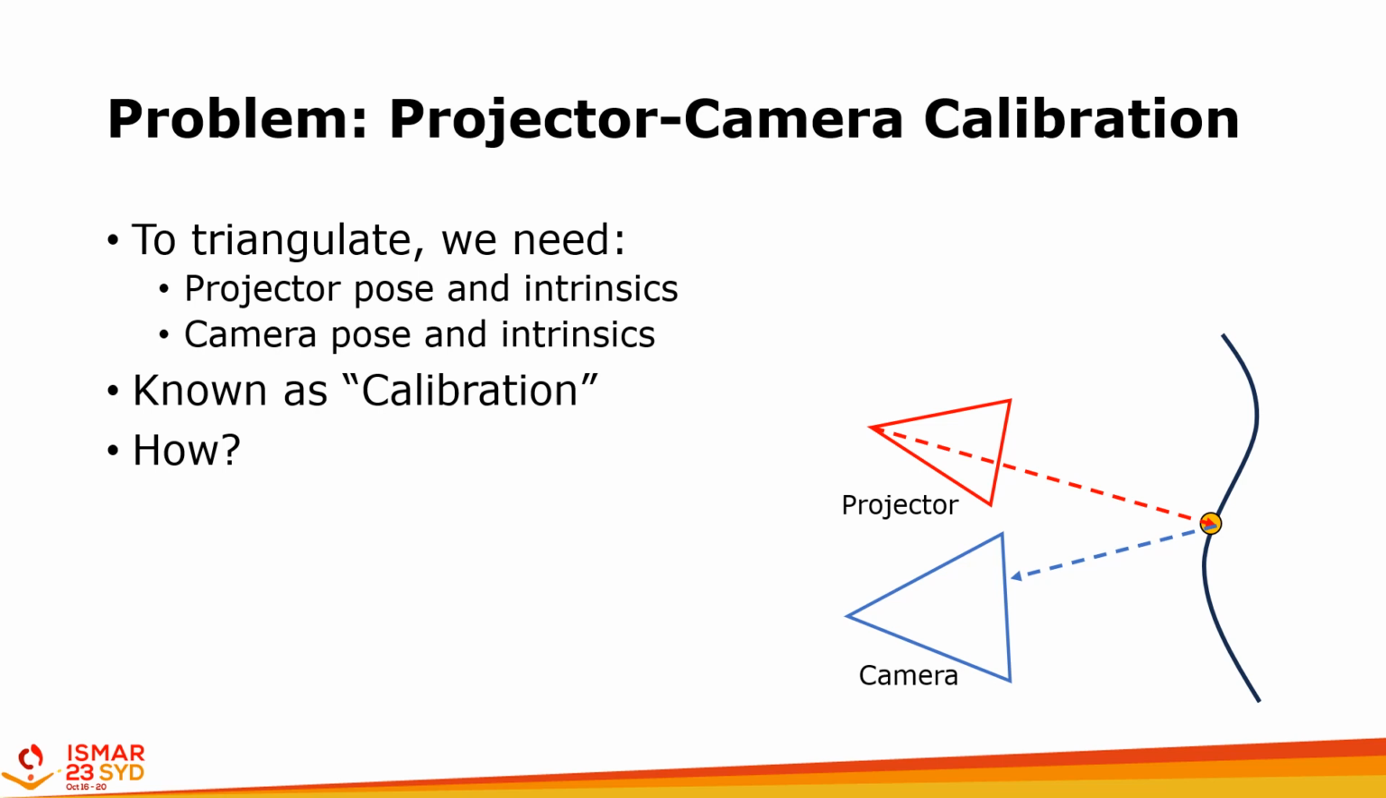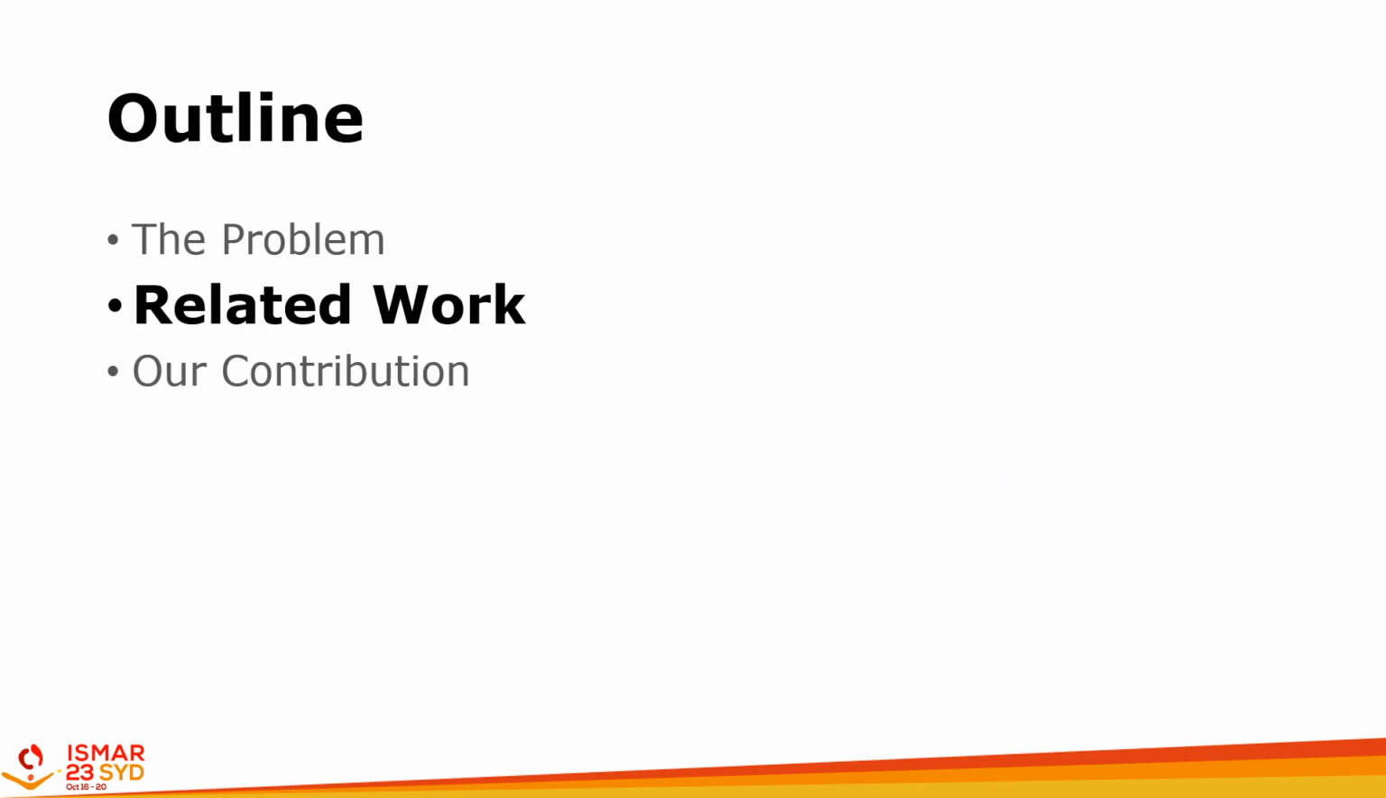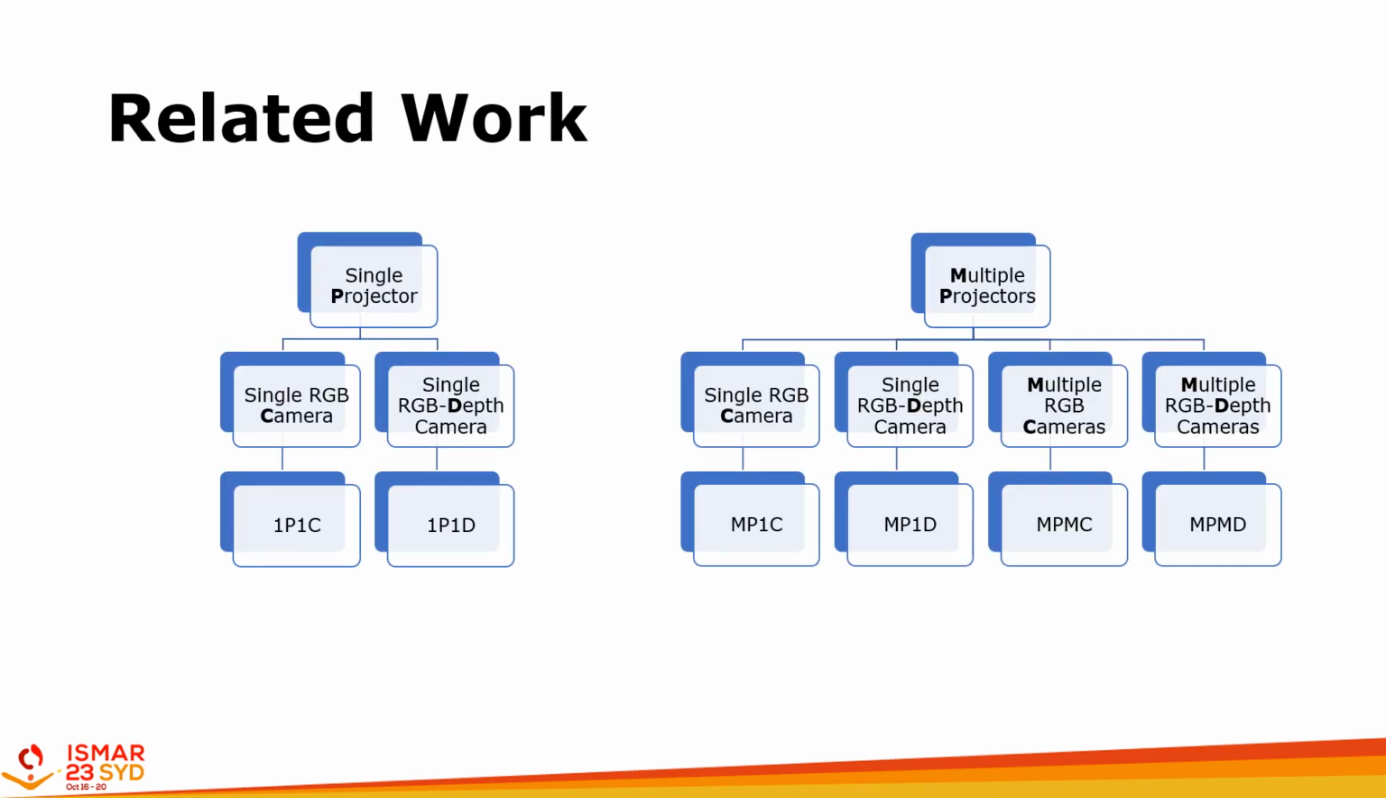and misregistered projection displays. So this brings us to prior work in projector camera calibration, which can be broadly classified by the number of projectors and cameras there are in the system, for example, single or multiple, as well as the type of cameras that are being used, whether they are RGB cameras or RGB depth cameras, or RGBD for short.